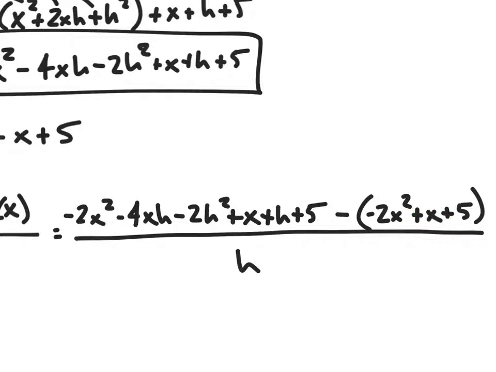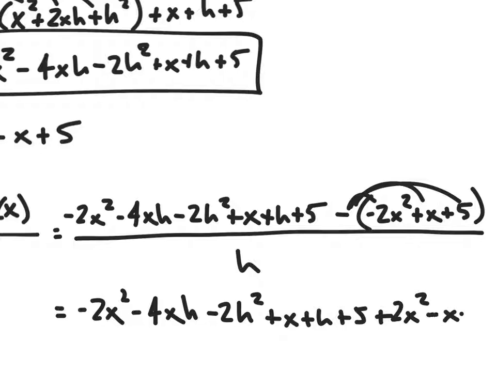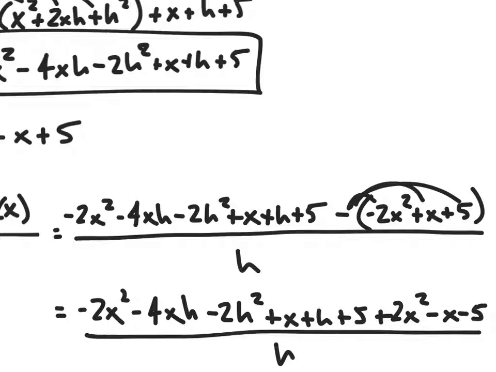Now, what I'm going to do is distribute this negative, and I want you to see what happens. So the next step down, I'm going to get negative 2x squared minus 4xh minus 2h squared plus x plus h plus 5 plus 2x squared minus an x minus a 5. Now take a look and see what happens. I'm going to divide everything by h.